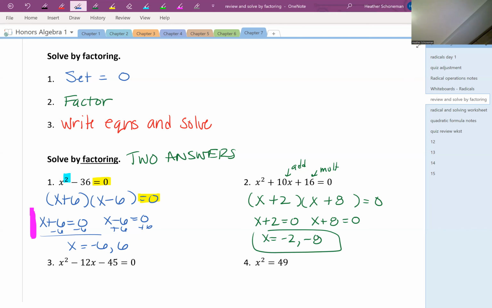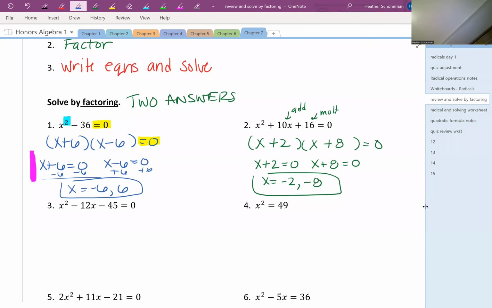Now, before, when we were doing the other ones with the square roots, everything was like plus or minus the same number. But now we're going to get 2 totally different answers. They're not even just going to change sign. They won't necessarily change signs. They're just different numbers altogether.